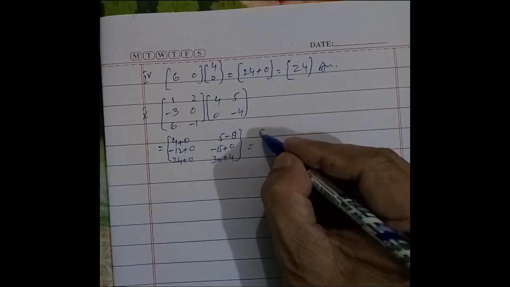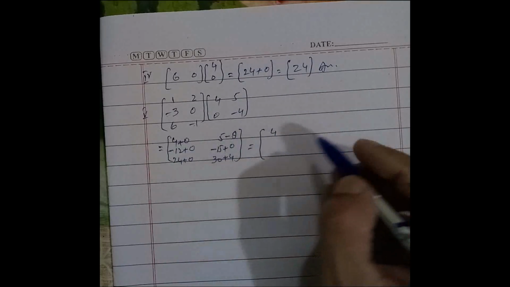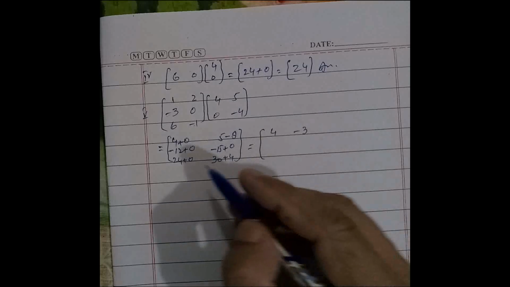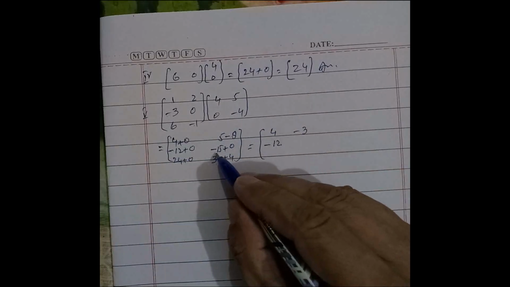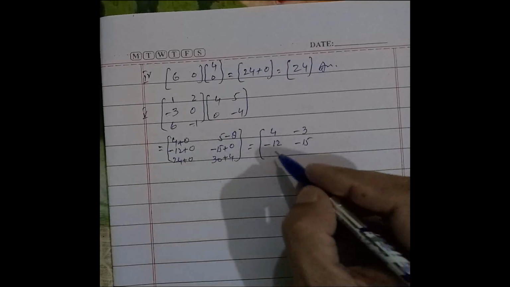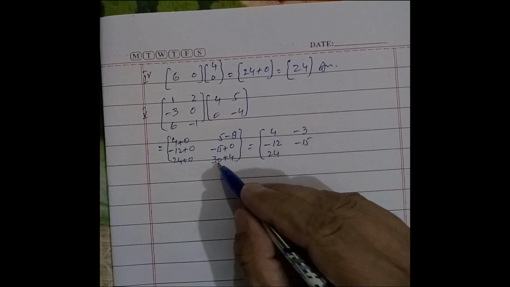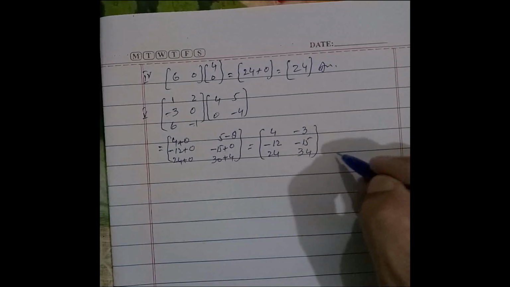Now simplify these values, we get 4 plus 0 is equal to 4, 5 minus 8 is equal to minus 3, minus 12 plus 0 is equal to minus 12, minus 15 plus 0 is equal to minus 15, 24 plus 0 is equal to 24, 30 plus 4 is equal to 34. And it is the answer.